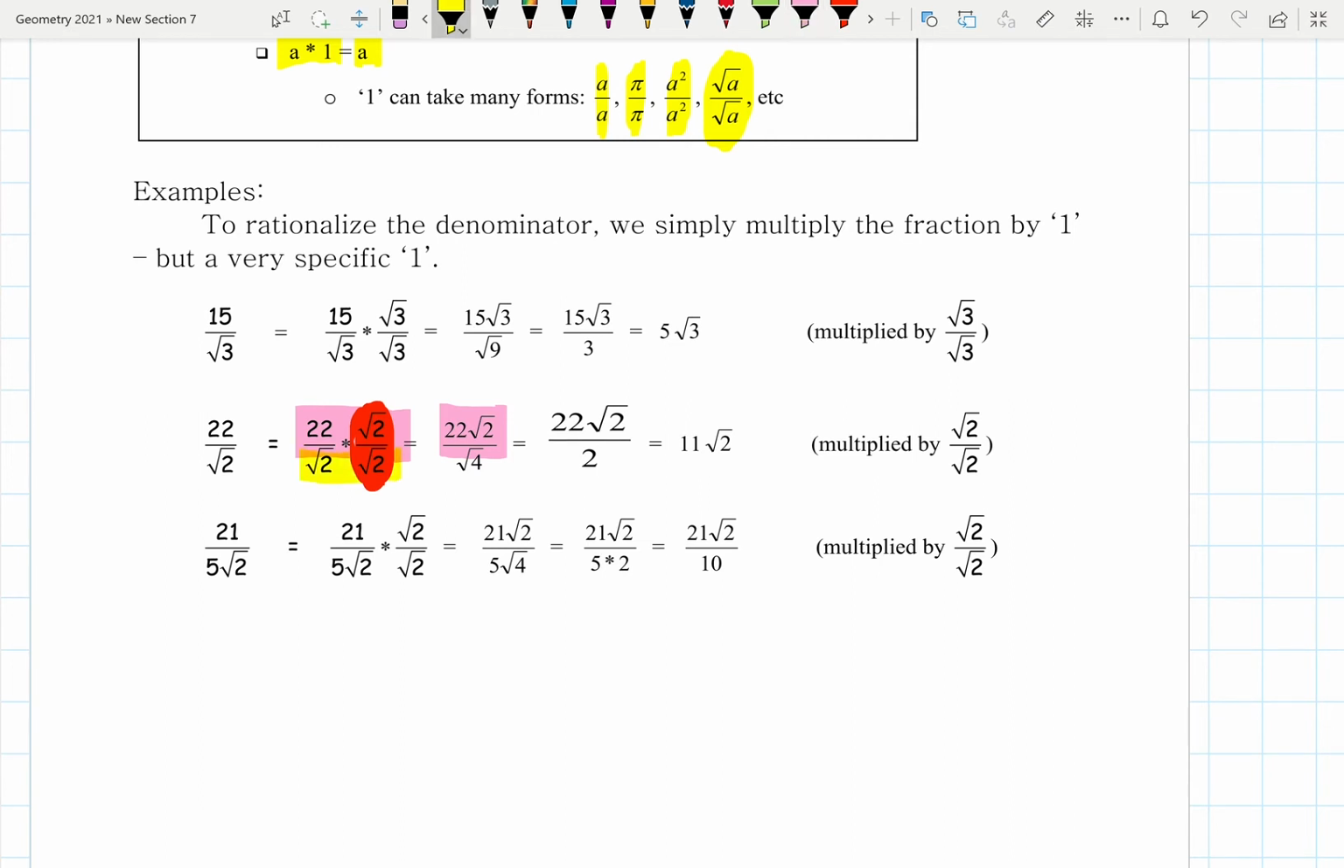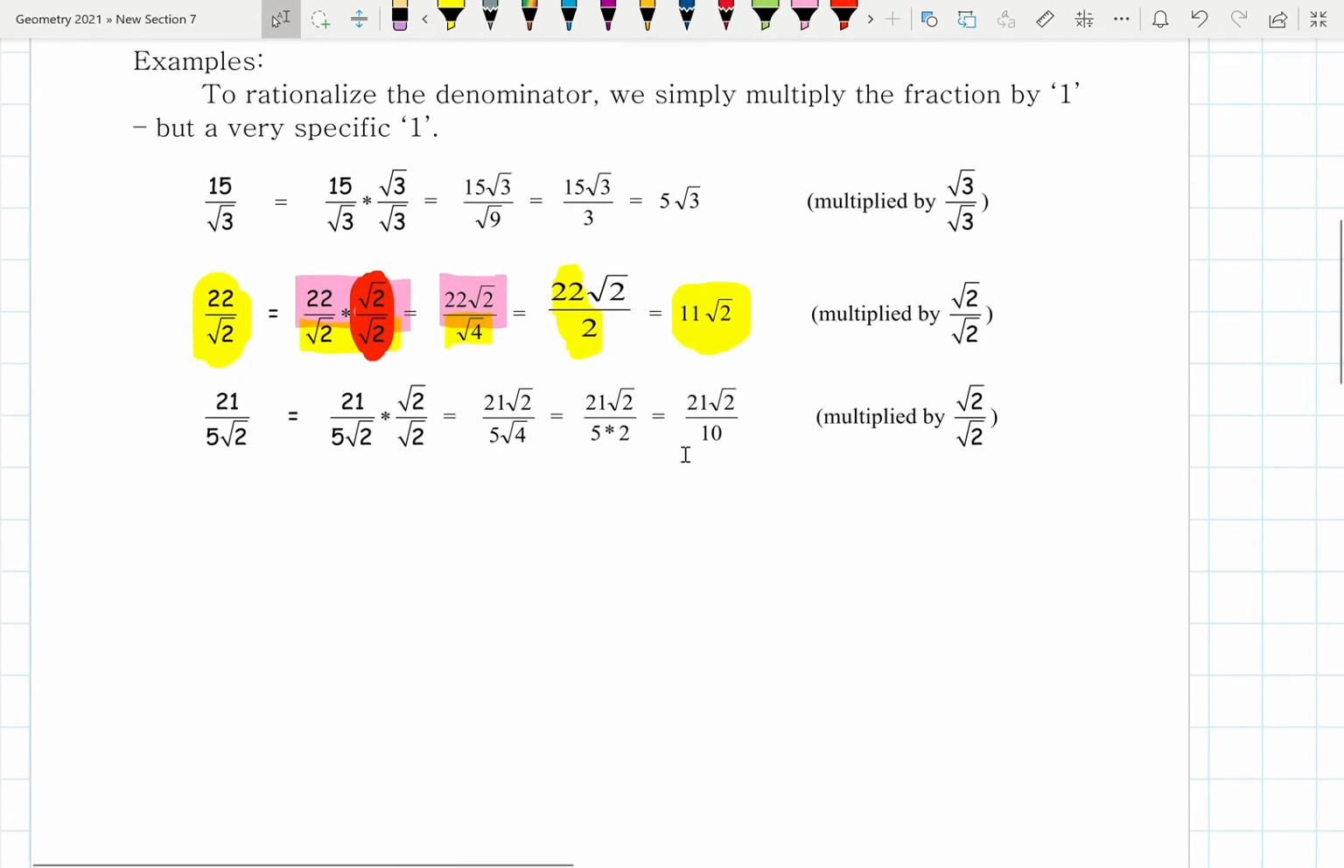The two square roots can be multiplied into one, so square root of 4, which is just 2. So notice, again, no square root left in the numerator. Last job I have is to look at that coefficient and see if it simplifies with the number that's left in the denominator, and it does, because 22 divided by 2 is 11.